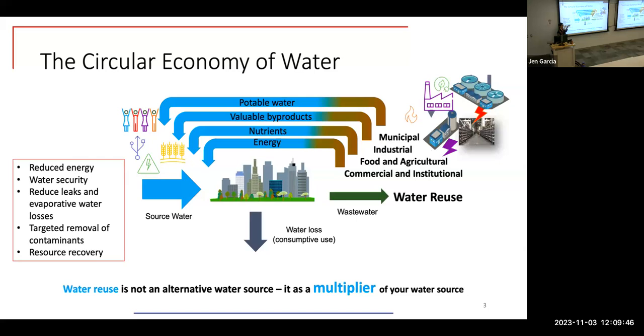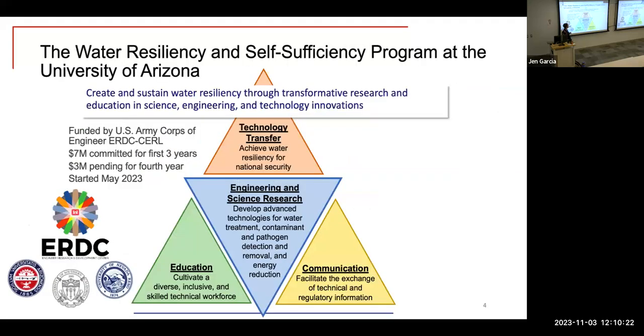with transporting this water. Water is very heavy, right? It took a whole power facility to actually pump the water from the Colorado River all the way down to southern Arizona, right? And we can also reduce any sort of evaporative water losses and leakage. And then we can start to get towards resource recovery. So this is where we're going with water, going from a linear economy to a circular economy.